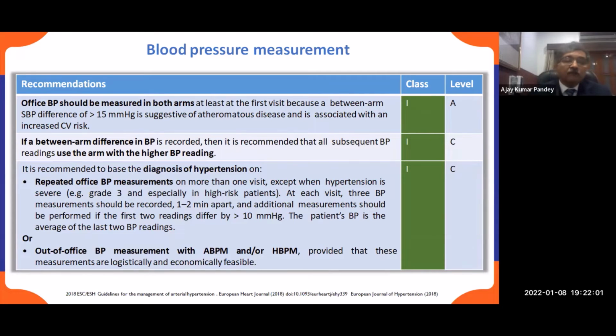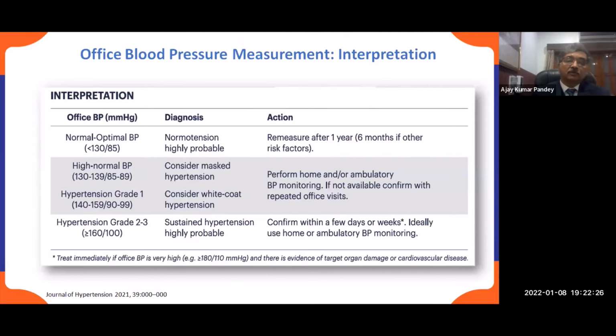And what is the role of out-of-office blood pressure measurement? Today I was discussing with Dr. Akhil regarding ambulatory BP measurement, or home blood pressure measurement. They are required particularly in those patients who have white coat hypertension, where blood pressure readings in the office are high, but when they go home, their blood pressures are okay. These measurements are logistically and economically feasible, so we should promote doing these also.